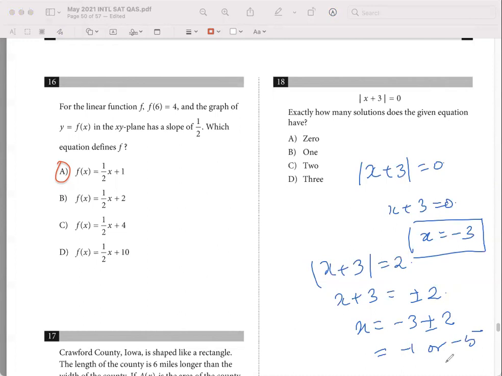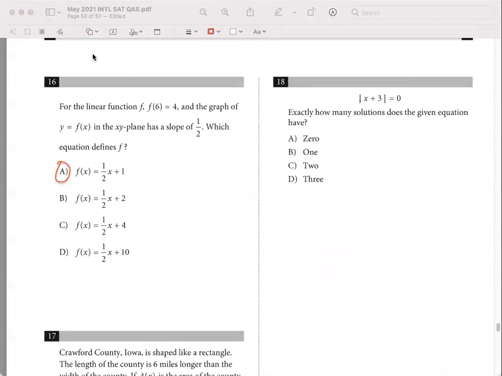So when you have a positive number, there are two solutions. And if you have a negative number on the right hand side, then that's no solution because absolute value function can never be negative, right? So this is something to remember. Here, because the right hand side had a 0, there is one solution only. B.